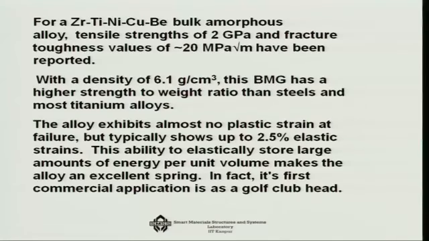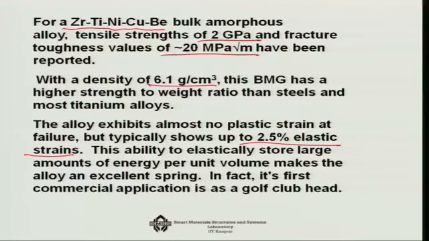This is one example: if you use zirconium, titanium, nickel, copper and beryllium in a mix, and then use this rapid cooling technique, you get a tensile strength of about 2 gigapascal and a high fracture toughness of 20 megapascal square root meter, and the density is much lower. You see, that is another advantage of an amorphous state. The density is about 6.1 gram per cm cube, and this alloy exhibits almost no plastic strain at failure, but typically shows up to 2.5% elastic strain.